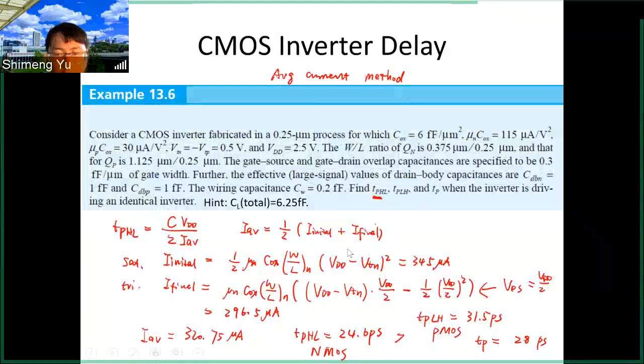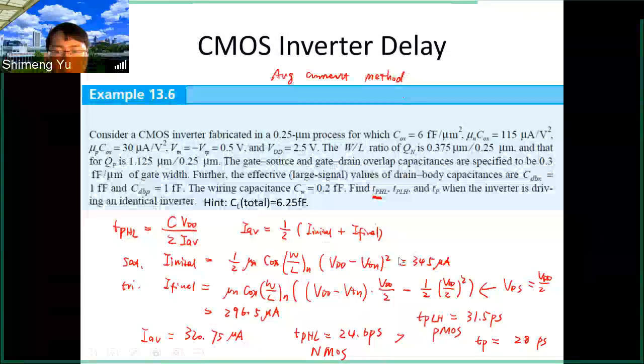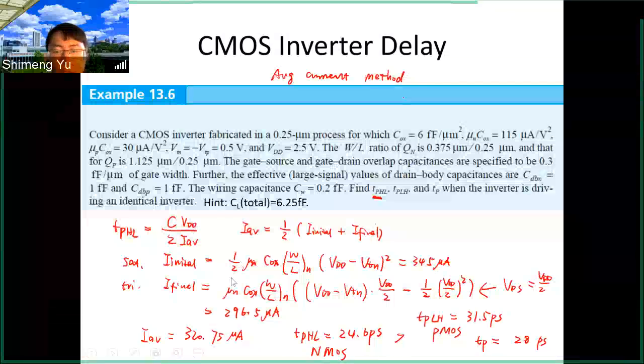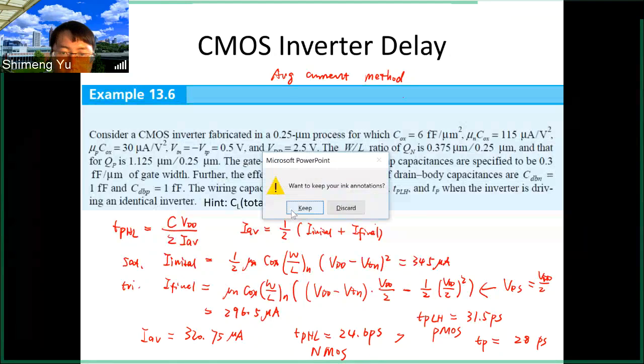So I just skip all the derivations here and simply plug in the numbers. The most important thing is to understand the approach here. Use the average current, and the average current is the average of those two, saturation and triode current. So any questions?